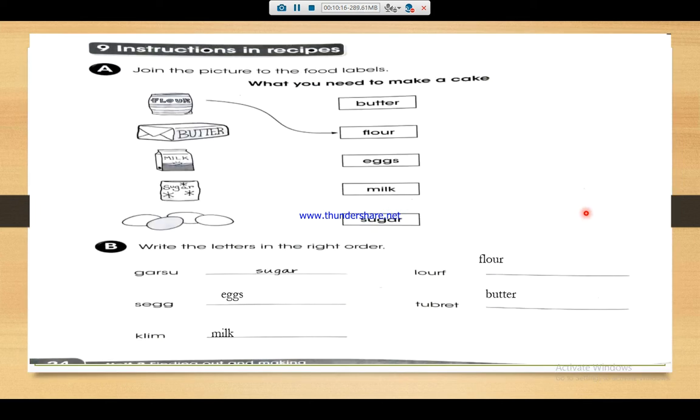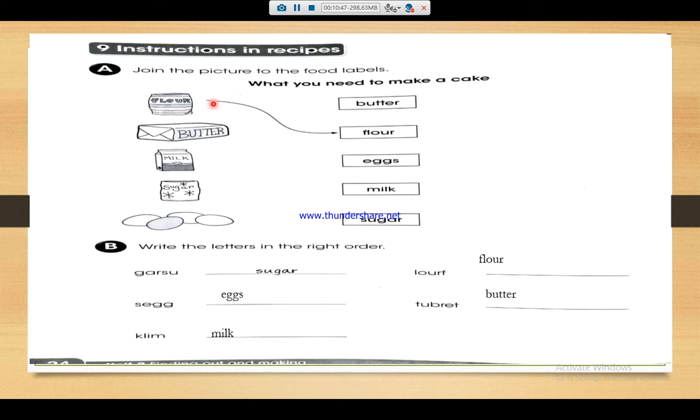Now let's come here. It's very easy exercise. So exercise letter B. He wants you to write the same words here, but you are going to write the letters in the right order. So here we have sugar, eggs, milk, flour, and butter. They are the same words that we have in the above exercise: butter, flour, eggs, milk, sugar.